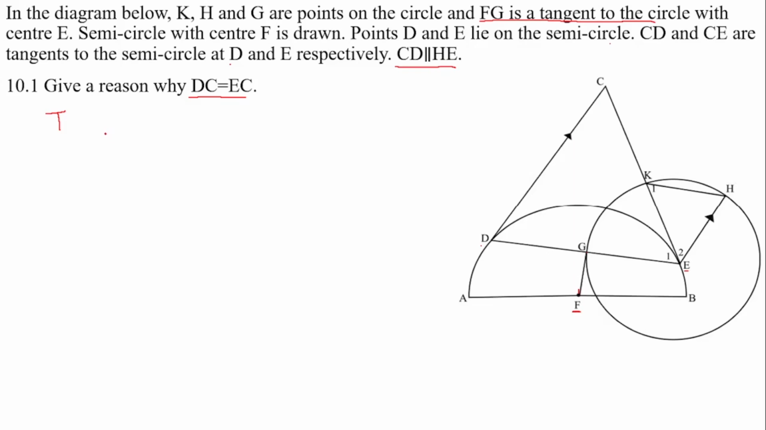Two tangents drawn from the same point, like these two tangents drawn from C, a point which is outside the circle, these two tangents are equal in length. So the reason you write, just write tangents from the same point or tangents from the common point.